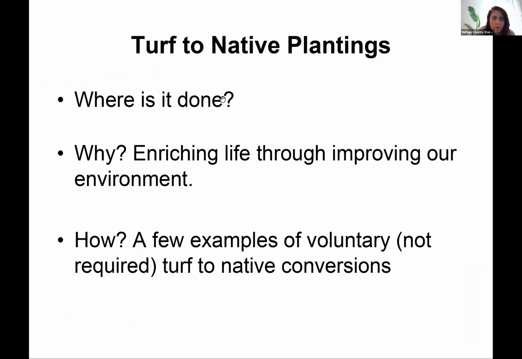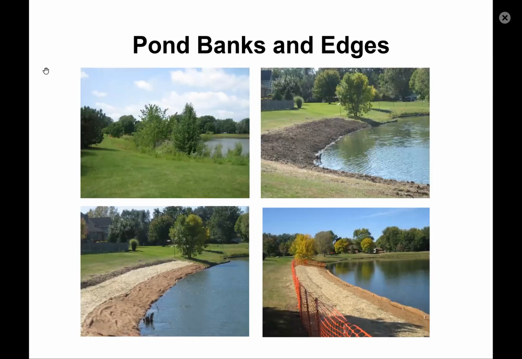Do you see the pond banks? Yep, thanks. So pond banks and edges here is one place that you can do it. And you see in the upper left-hand slide is a degraded pond bank. This was actually a turf basin that was stopped being mowed.